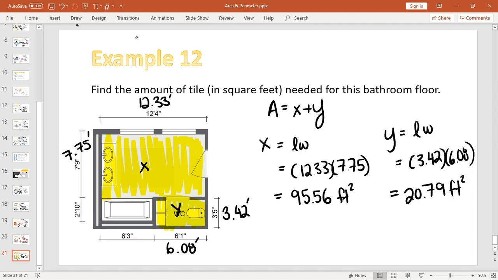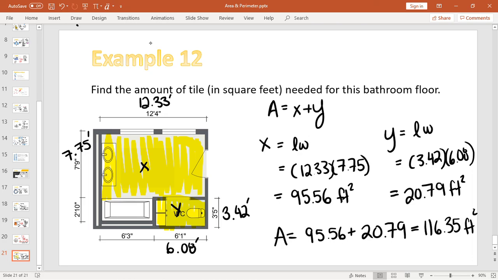feet squared. And my total area of tile that I need to purchase equals 116.35 feet squared. So this is the stuff we're covering for our first class.